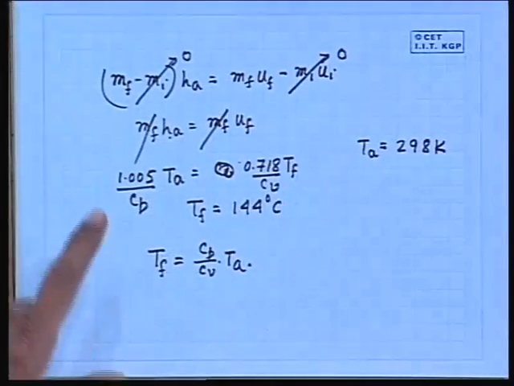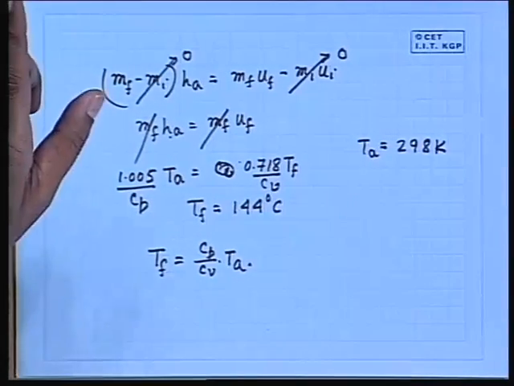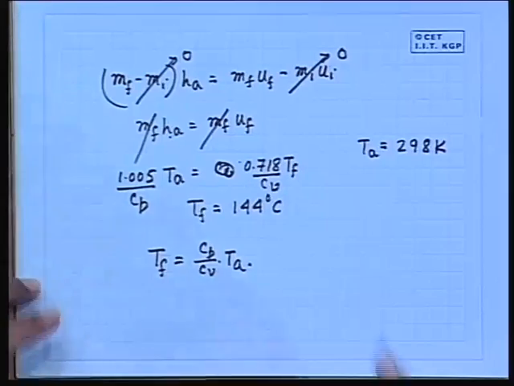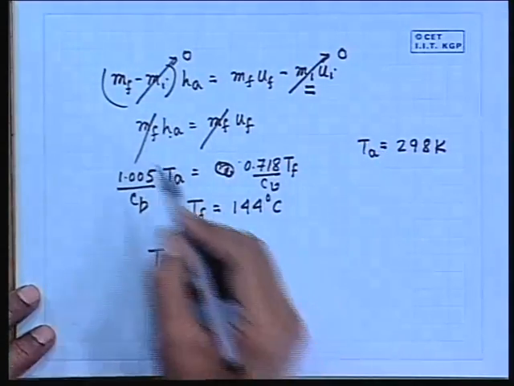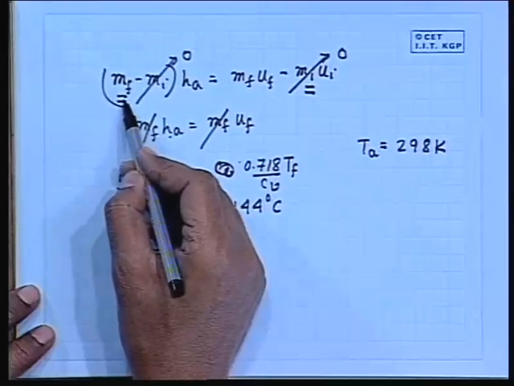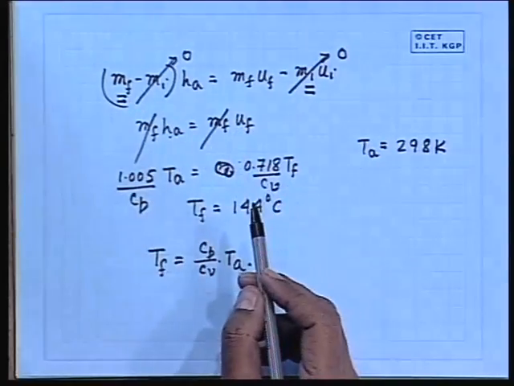So, if the ambient temperature is 25 degrees Celsius, that means the inside temperature will be 1.41 into 298. So, it is the ratio of specific heats which will be multiplied with the air temperature to get the final temperature of the evacuated bottle. This is the thumb rule. But it is true when we deal with an ideal gas and the bottle is evacuated. But if the bottle is not evacuated, then you will have to take care of MI and you will have to find out the MF also, and then you can find out the value of UF.